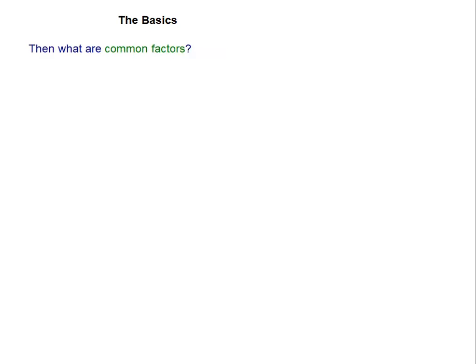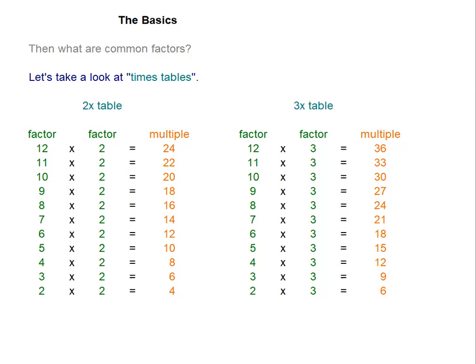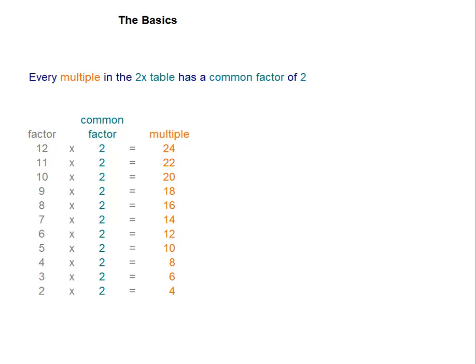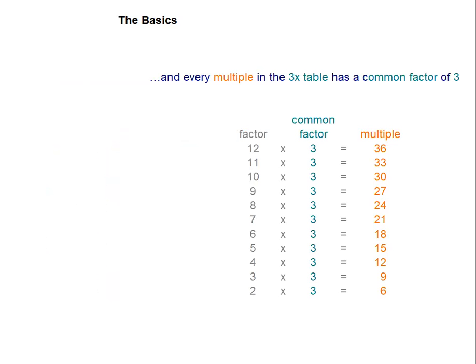So what are common factors? Well, to demonstrate this, I'm going to use two sets of times tables, and to keep it really simple, I'm going to use the 2s and 3s. Every multiple in a 2 times table is a common factor of 2, i.e. every multiple from 4 through to 24 shares a common factor of 2. Likewise, every multiple from 6 through to 36 in the 3 times table shares a common factor of 3.